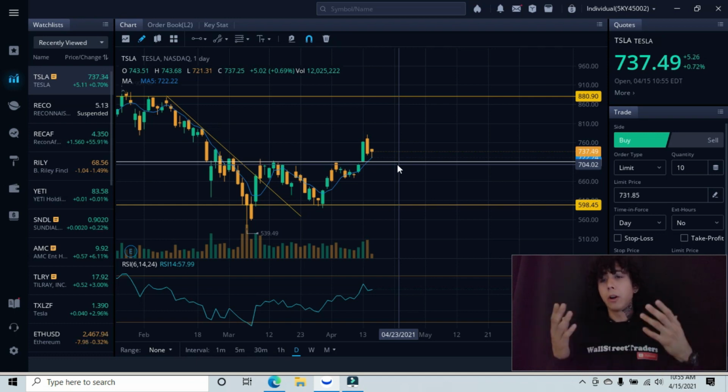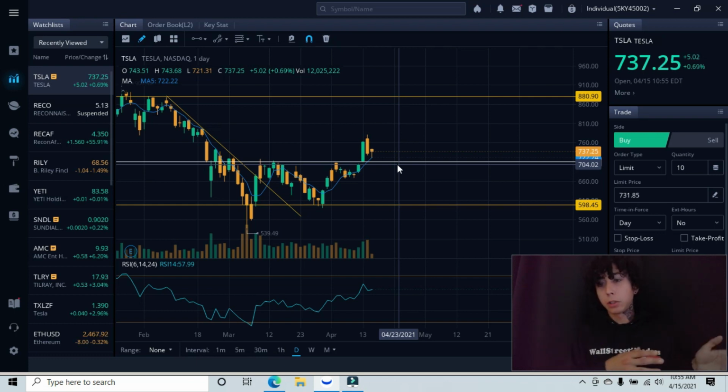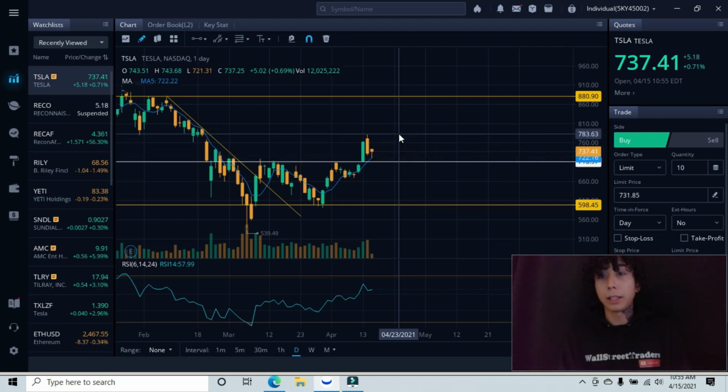And you know, if you're day trading, obviously you're going to break down to a smaller time frame, and your targets and stop losses are going to be a little bit different. But if you're swing trading or core trading, this is perfect. Ultimately, your first target would be back up here at the 783, and then your second target be back up here at the 880, you guys.